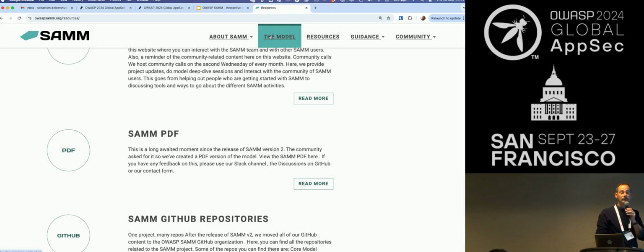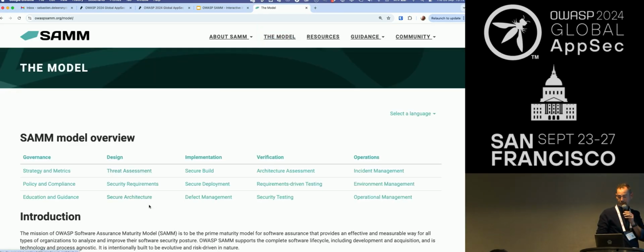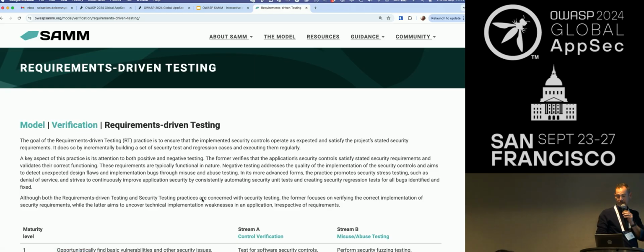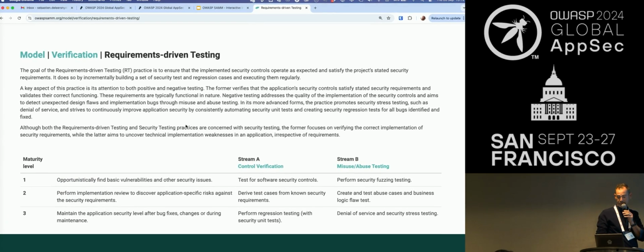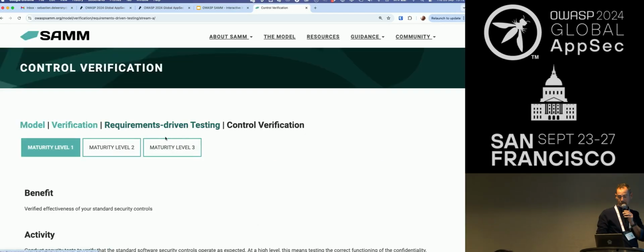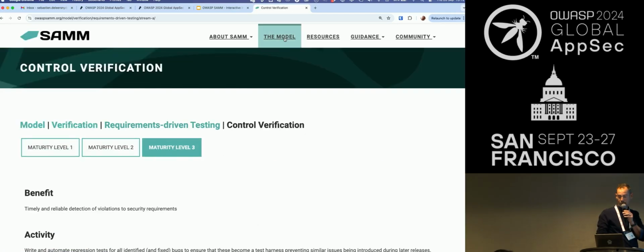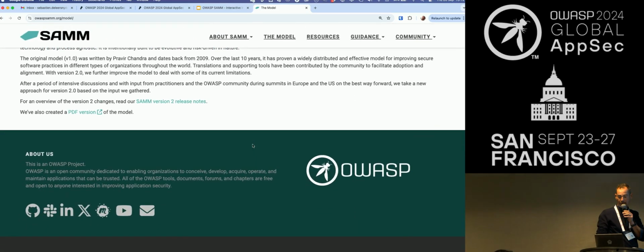So SAMM itself, the model you find on the website here. And so you have here the requirements-driven testing. You can find here with the different streams in here and the different maturity levels. But if you want to completely download it, there's also a PDF version. Don't print it; it's a huge page.